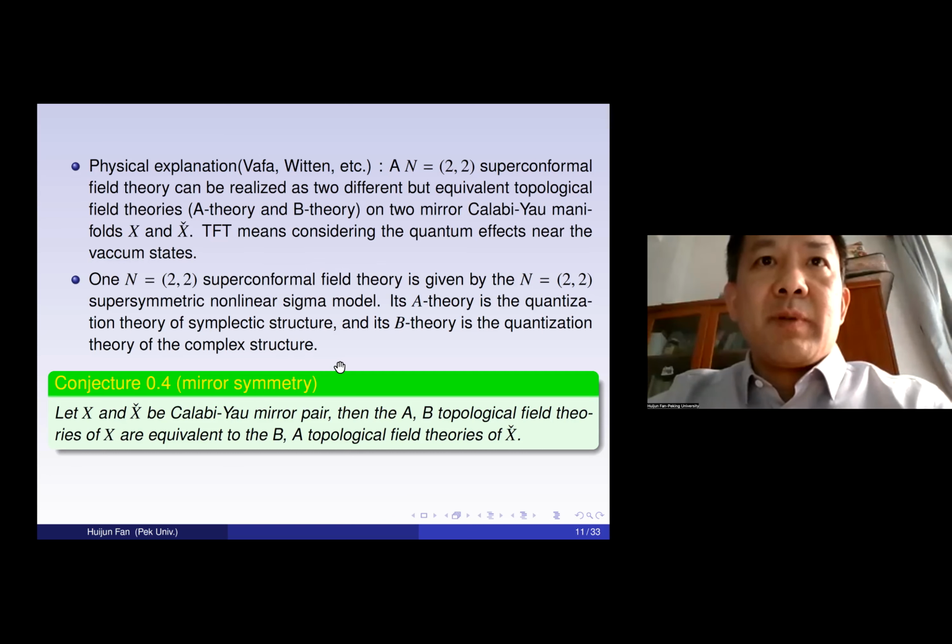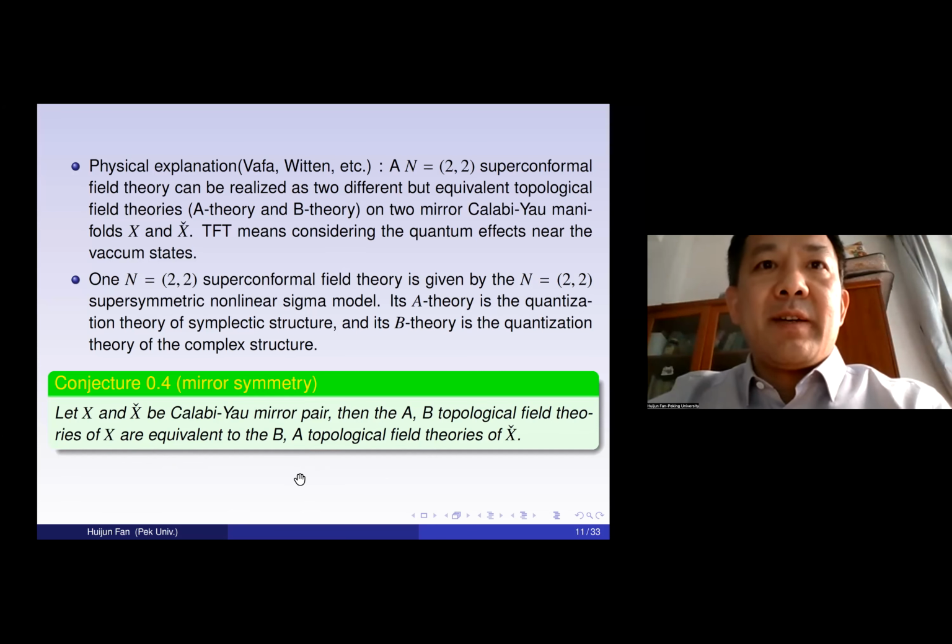An N=2 superconformal field theory is given by the N=2 supersymmetric nonlinear sigma model. Its A theory is a quantization theory of the symplectic structure, and its B theory is a quantization theory of the complex structure. We can describe the mirror symmetry in a more mathematical way. Let X and X check be a Calabi-Yau mirror pair, then the A or B topological field theory of X is equivalent to the B or A topological field theory of X check.